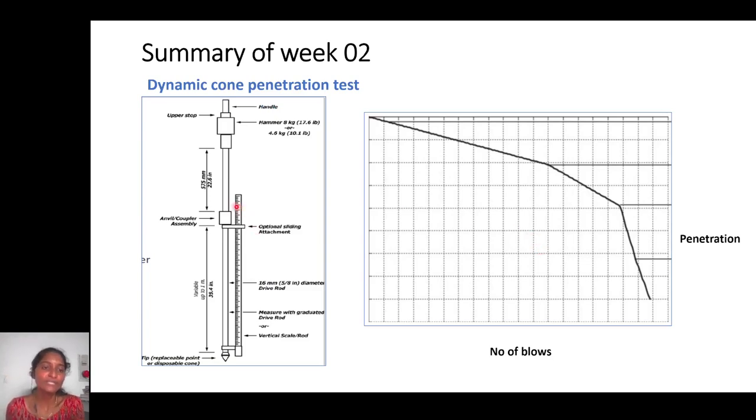And if you take the dynamic cone penetration test, as I was discussing previously, one of the main reasons you know that, for example, this is the hammer weight.